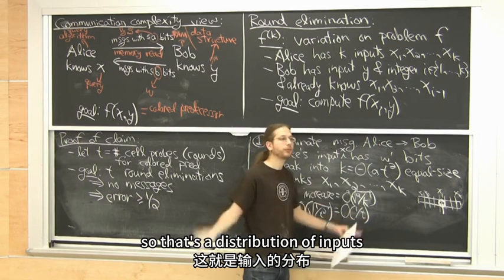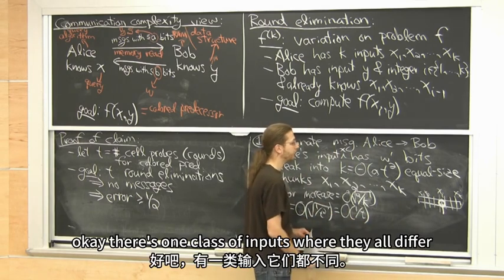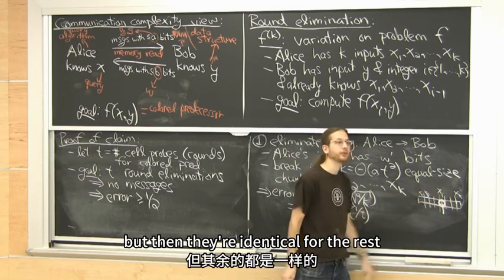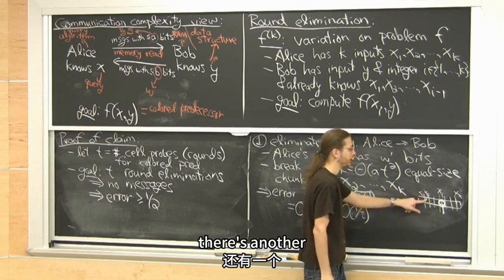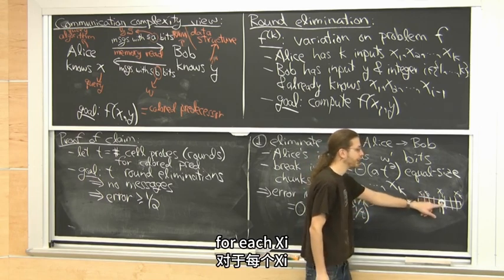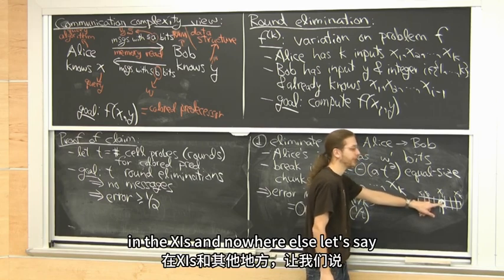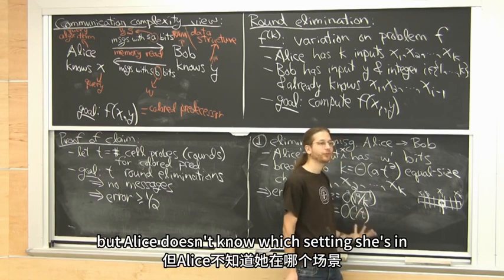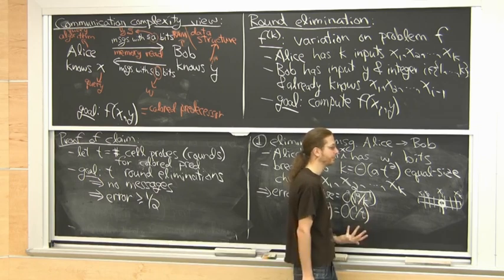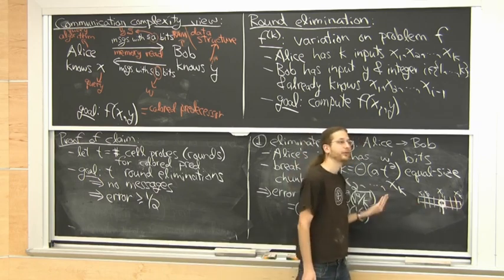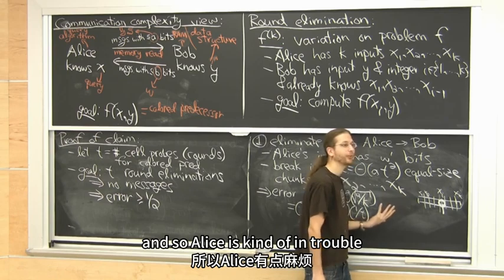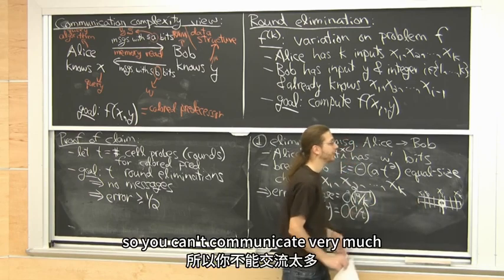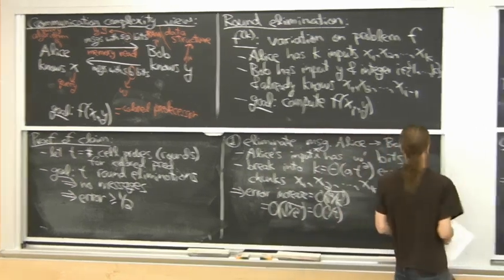So that's a distribution of inputs. There's one class of inputs where they all differ in the x1 part, but then they're identical for the rest. There's another, for each xi, there's a set of inputs where they all differ in the xi's and nowhere else, let's say. But Alice doesn't know which setting she's in. Alice just knows x. And so Alice is kind of in trouble because you can only send a few bits, so you can't communicate very much.